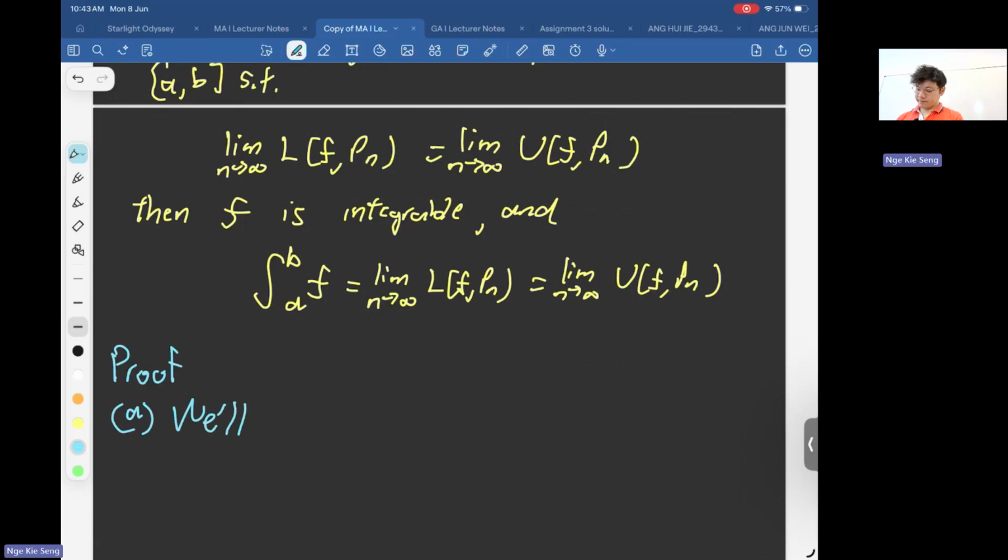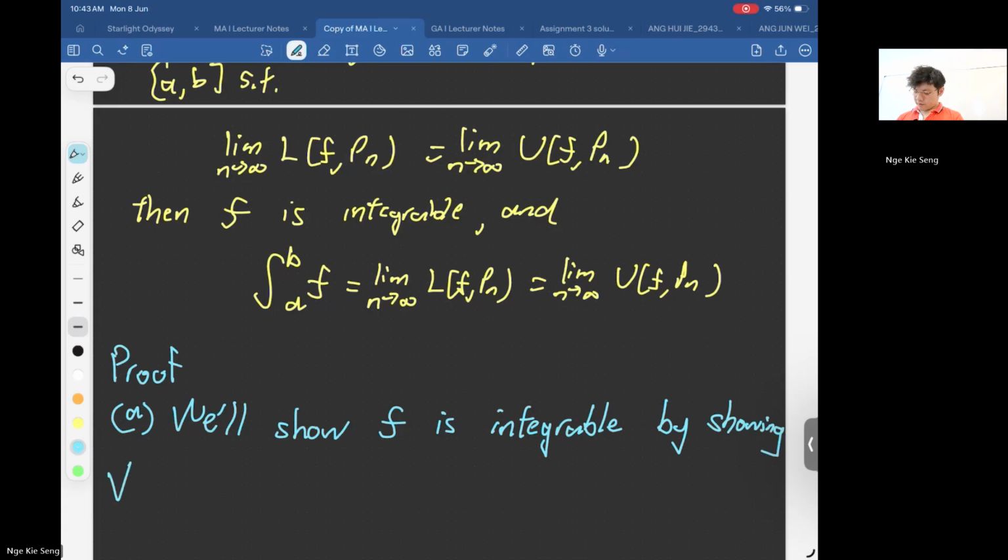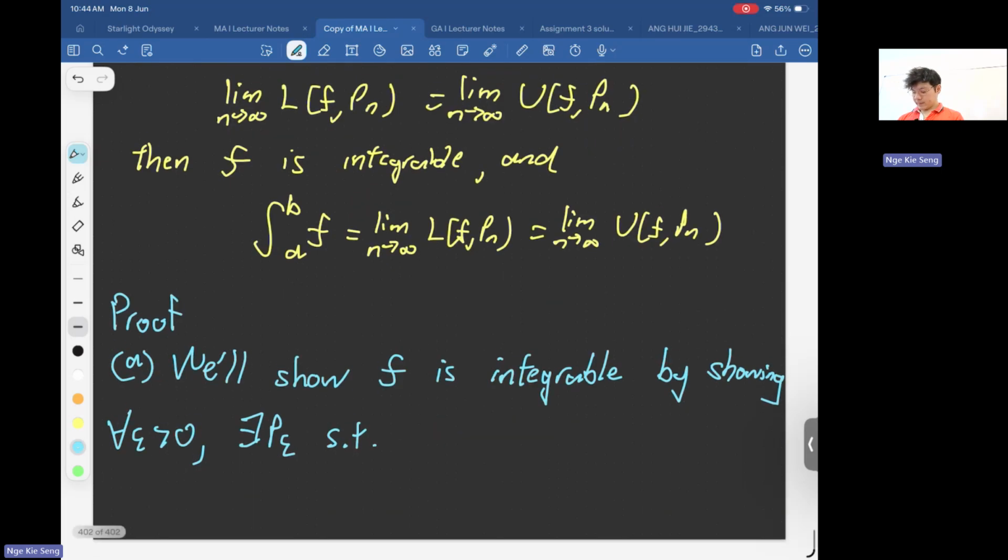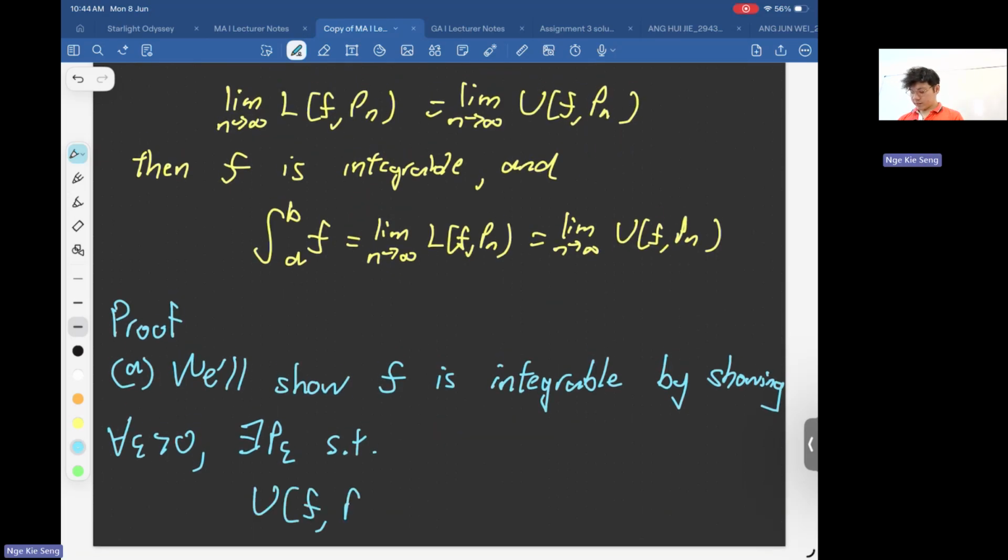We will show f is integrable by showing that for all epsilon greater than 0, there is a P epsilon such that UF P epsilon minus LF P epsilon is less than epsilon.